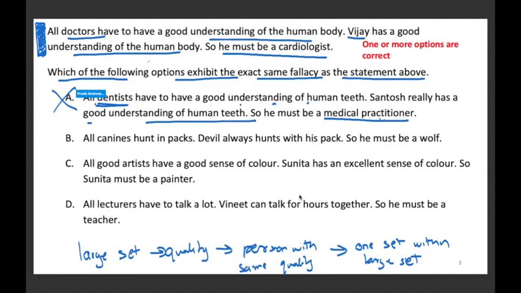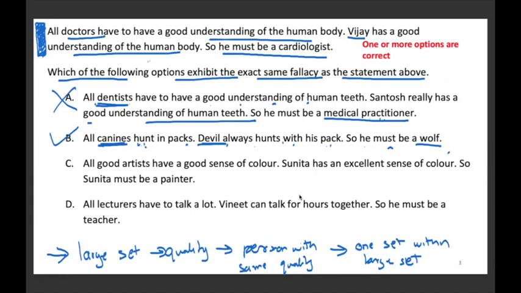So A is wrong. B says all canines hunt in packs. Devil always hunts with his pack, so he must be a wolf. Now here, wolf is a subset of canines. Canines is a larger set and wolf is a part of it. And then we know this person, Devil, hunts with the same quality that the larger subset holds. So this follows the same principle in place. So B is correct.